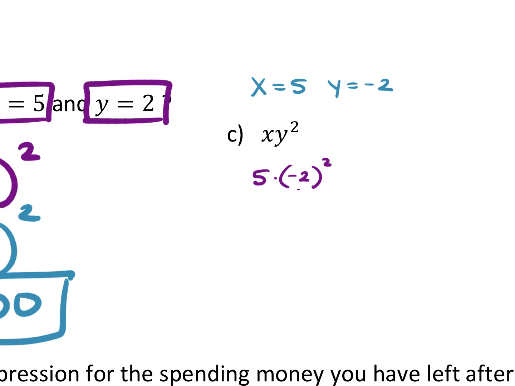Here's the deal. If you type into your calculator this, your calculator tells you it's negative 4. It's not. This is negative 2 times negative 2, which is a positive 4. So please put parentheses around it if you're going to plug it into your calculator.